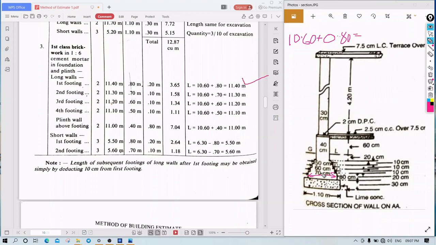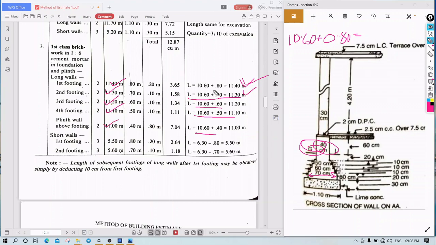For second footing, you have to add 0.70. For third footing, 60 centimeter, 10.60 plus 0.60. Next for fourth footing, that is 50, 10.60 plus 0.50. Okay, similarly for 10.60, if you add 0.40, it is the plinth wall above footing. Okay, so if we add like this, we are getting these lengths. Okay, 11.40, 11.30, 11.20, 11.10, 11. So these are the lengths.